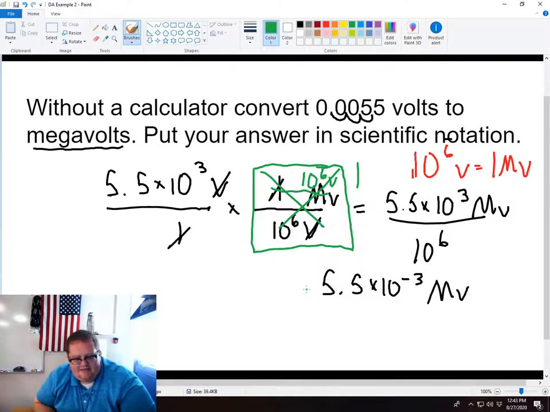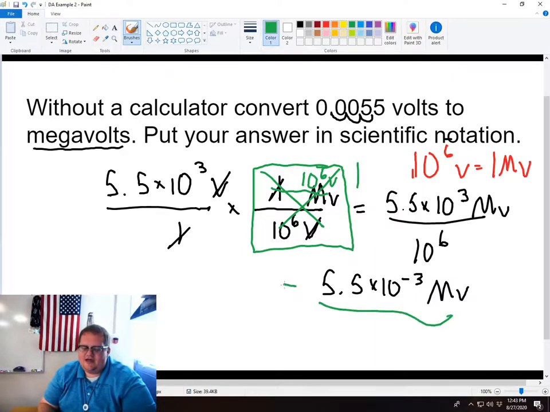And that's how it has to be, because what happens when you multiply something by the number 1? Well, that's called the identity property of multiplication. The number doesn't change. If I take 5.5 times 10 to the third volts and I multiply by the number 1, I still have 5.5 times 10 to the third volts. And that's why this is called converting, because even though this looks different, it's the same. At the end of this, we're saying 5.5 times 10 to the negative 3 megavolts is exactly equal to 5.5 times 10 to the 3 volts. Those are the exact same number, just written in different units in different ways.